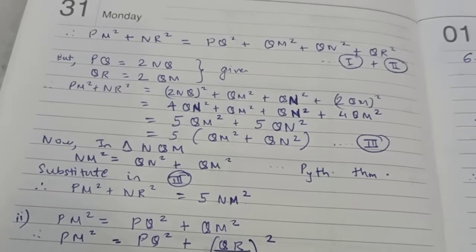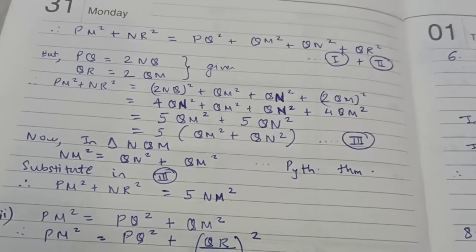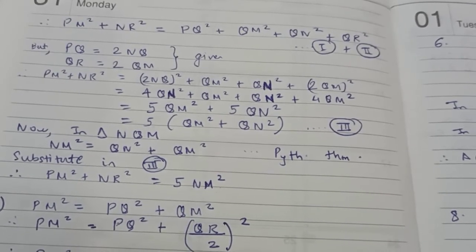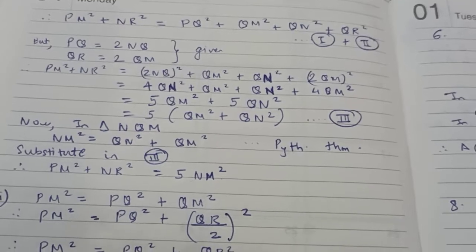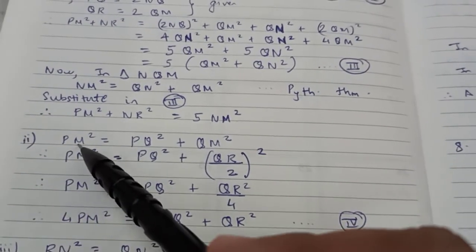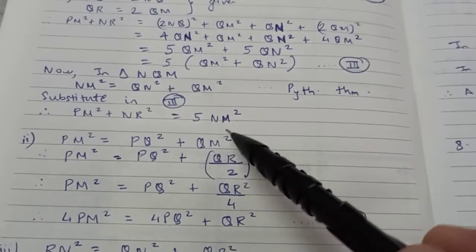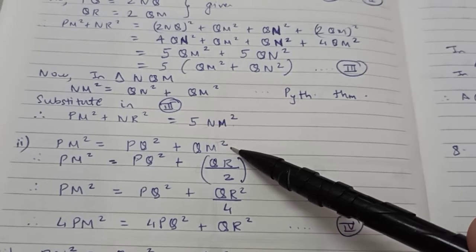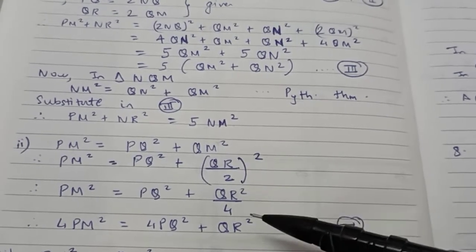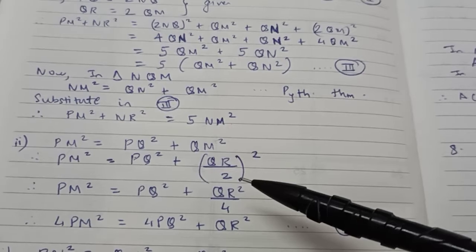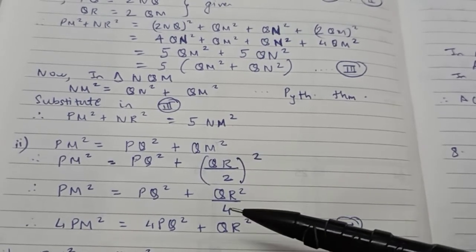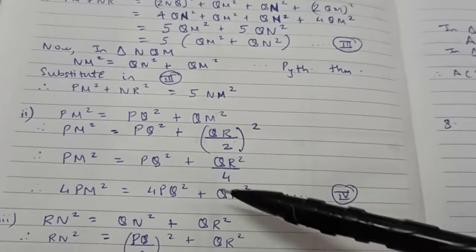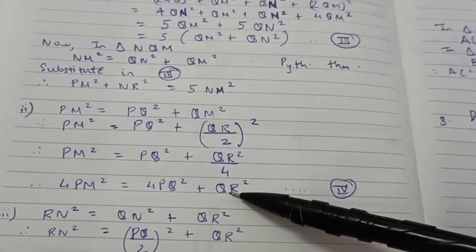Next, Roman number 2. We have to prove that 4 times PM squared is equal to something. So PM squared is in the LHS, so let's start with that. Now PM squared is PQ squared plus QM squared by Pythagoras theorem. It was already proved earlier. But QM, if you remember, is half of QR. Keep looking at the diagram. QM is half of QR because M was the midpoint of QR. Substituting that and then taking the LCM, we get what is asked in Roman number 2.